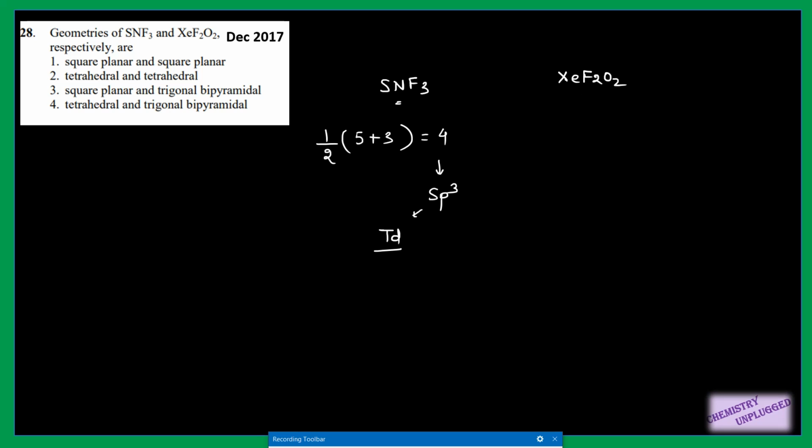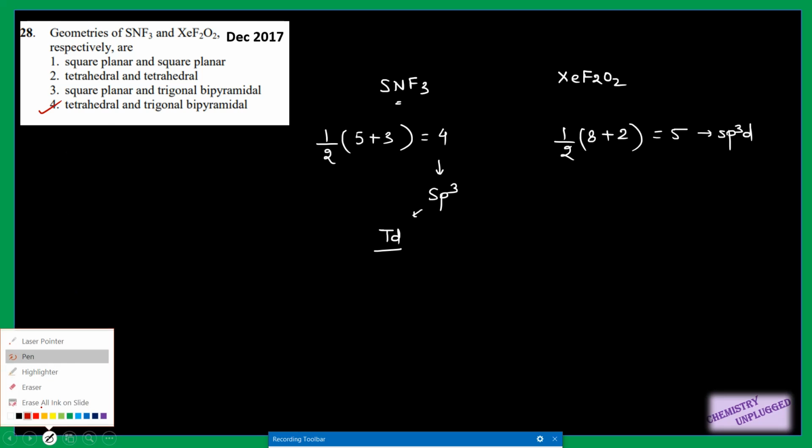Then we have XeF2O2. The central atom is xenon, valence electrons are 8, monovalent atoms are 2, so the total is 5. 5 means it should have sp3d, and sp3d means trigonal bipyramidal. So the correct answer should be the fourth: tetrahedral and trigonal bipyramidal. This one is also very simple.